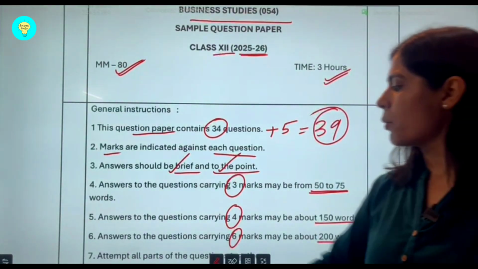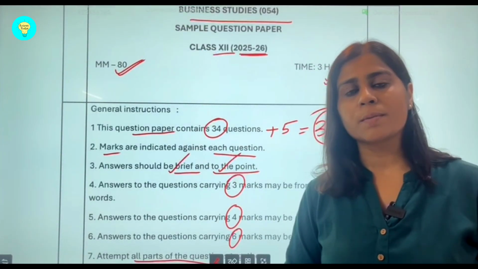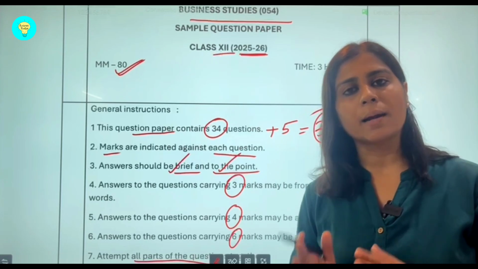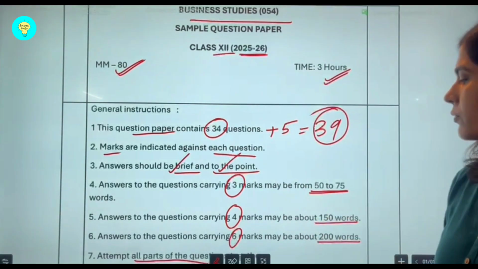And the last point is all parts of the question are to be attempted at one single place. So it's always important to write the proper question number and attempt all the parts of a particular question at the same place so that it becomes easier for checking. So this is all regarding the general instructions.